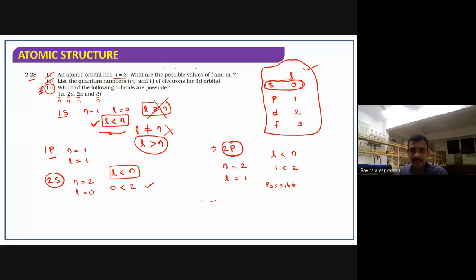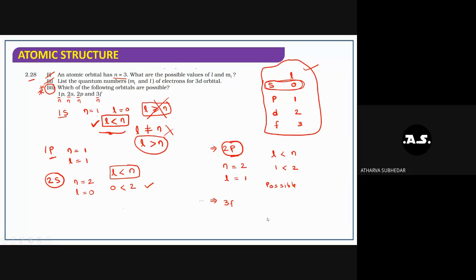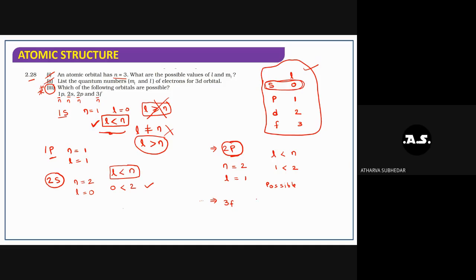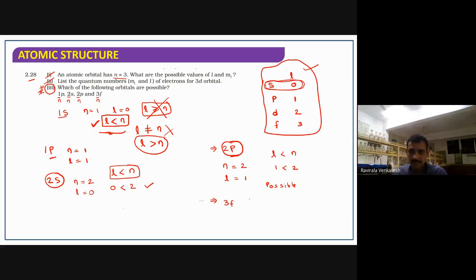We'll take the next one, one more. I will take 3f. This is the last one. We'll take the 3f orbital. Now who will answer here? Present, sir. First of all, tell me, is this orbital 3f possible or not possible? Sir, possible. How is it possible? You have to explain to me now.